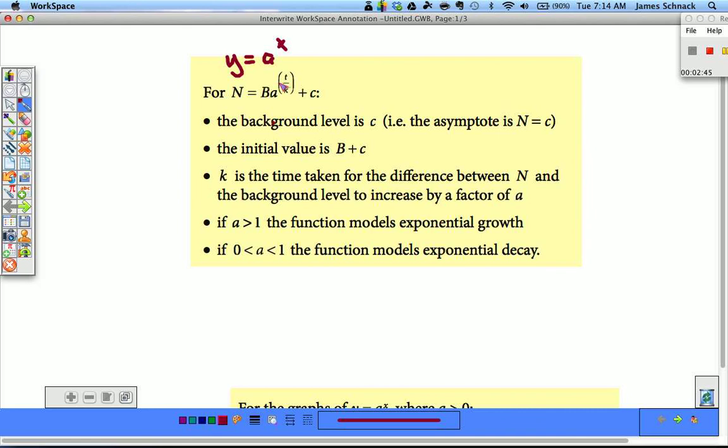k, this denominator, is the amount of time taken for the difference between n and the background level to increase by a factor of a. We'll look at what that means in a problem in just a minute. And again, if a is greater than 1, exponential growth. If a is between 0 and 1, we have exponential decay. Let's get into some examples.